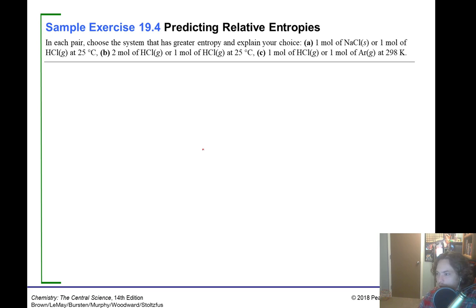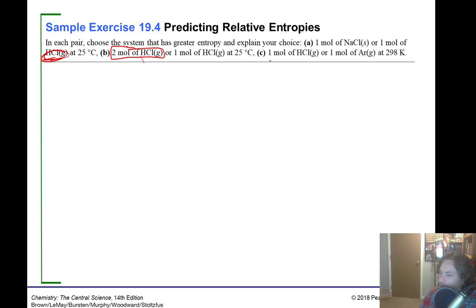It says in each pair, choose the system that has greater entropy and explain your choice. Part A: 1 mole of sodium chloride solid or 1 mole of hydrochloric acid gas. Well, the gas is going to have higher entropy. It doesn't really matter what is in the solid. They have equal moles and they're both the same temperature, so it's the gas. Part B: 2 moles of HCl or 1 mole of HCl, both at the same temperature. Well, 2 moles will have twice as many microstates because there's twice as many particles, so it should have twice the entropy.